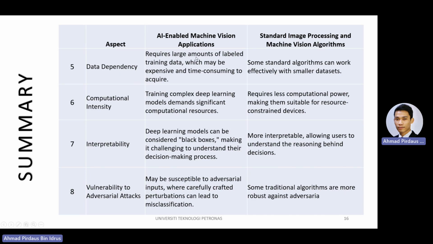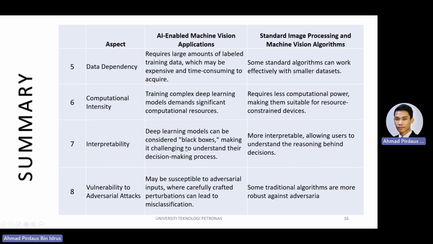The fifth is data dependency. AI-enabled machine vision requires a large amount of labeled training data, which may be expensive and time-consuming to acquire, while standard image processing has algorithms that can work effectively with just a smaller data set. Number six is computational intensity. Training complex deep learning models demands significant computational resources, while the standard approach requires less computational power, making it suitable for resource-constrained devices.